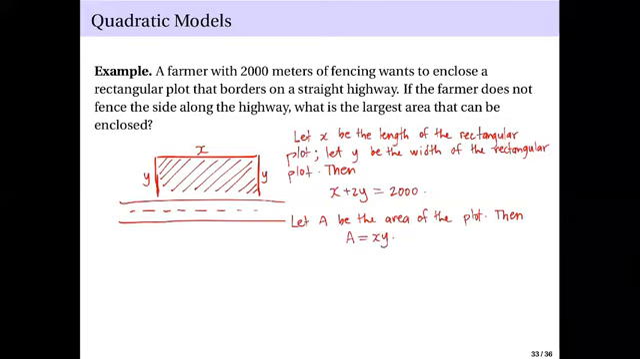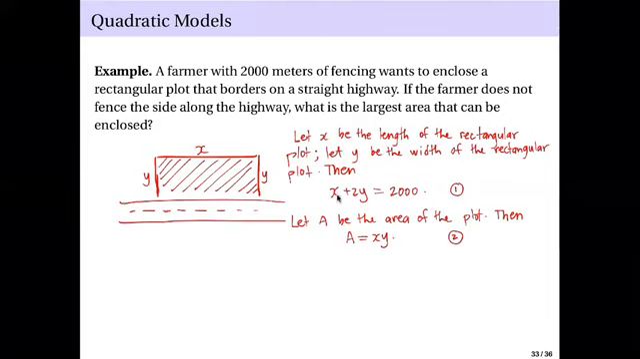So let us label this here as our equation 1, and then we label this as our equation 2. Now, we have two variables here, x and y. So what we're going to do is to eliminate one of the variables. To do that, we write one variable in terms of the other, and then substitute that into equation number 2, so that this A will just be a function in terms of one variable.